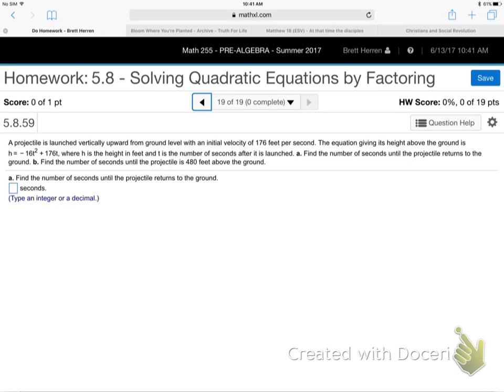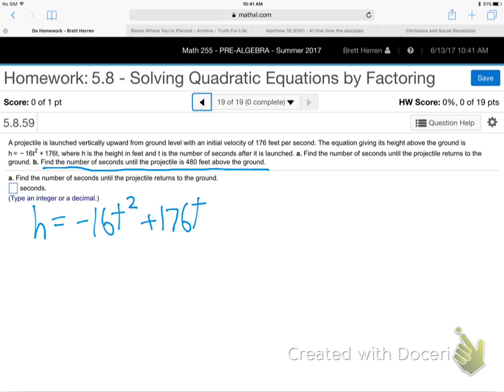Let's try part B. Part B now says, find the number of seconds until it's 480 feet above the ground. So use the same formula, h equals minus 16t squared plus 176t. And now they want to know, when's that thing 480 feet up? How long till that thing's 480 feet high? Do a little physics here. So what am I going to do when they say 480 feet high?